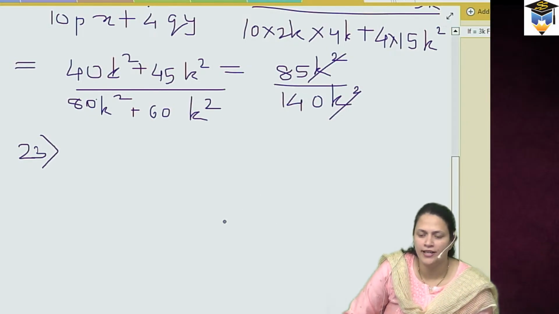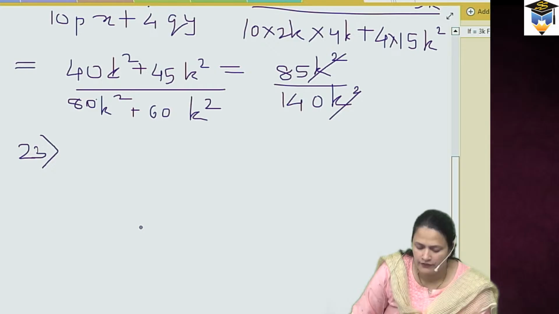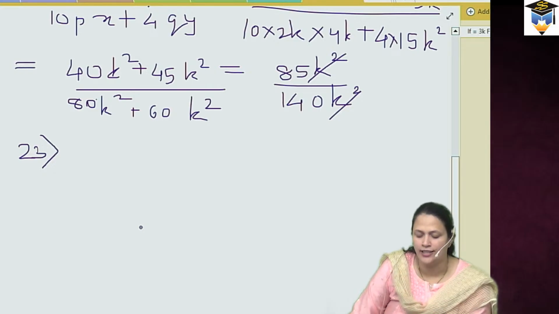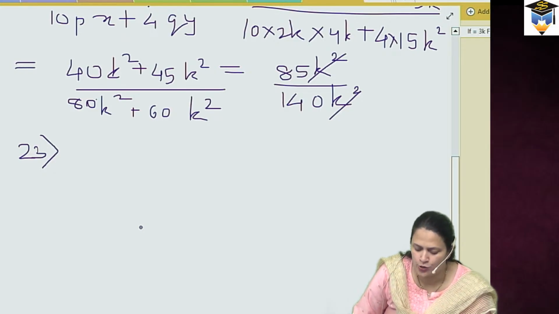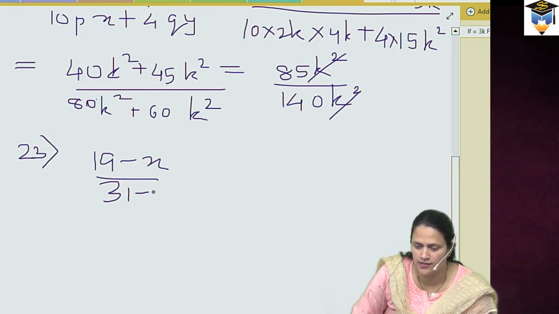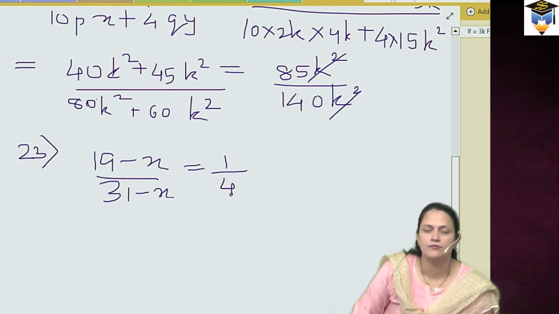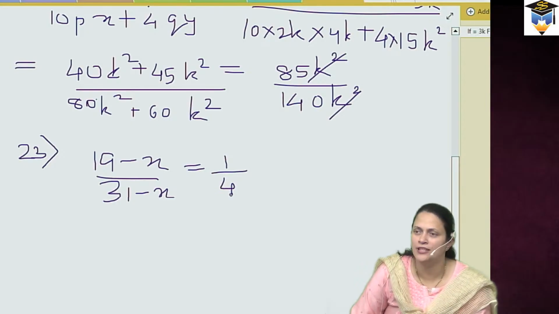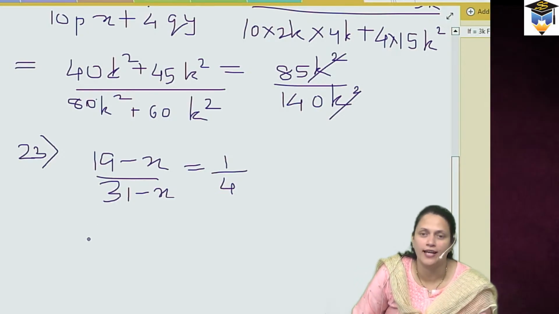So if you see the 23rd one, we say that let number x be subtracted from the terms of the ratio 19 is to 31. So if I am going to subtract, I will get the new ratio as 19 minus x upon 31 minus x, which is given to us as 1 by 4. Correct? Cross multiply, solve to find out the value of x.